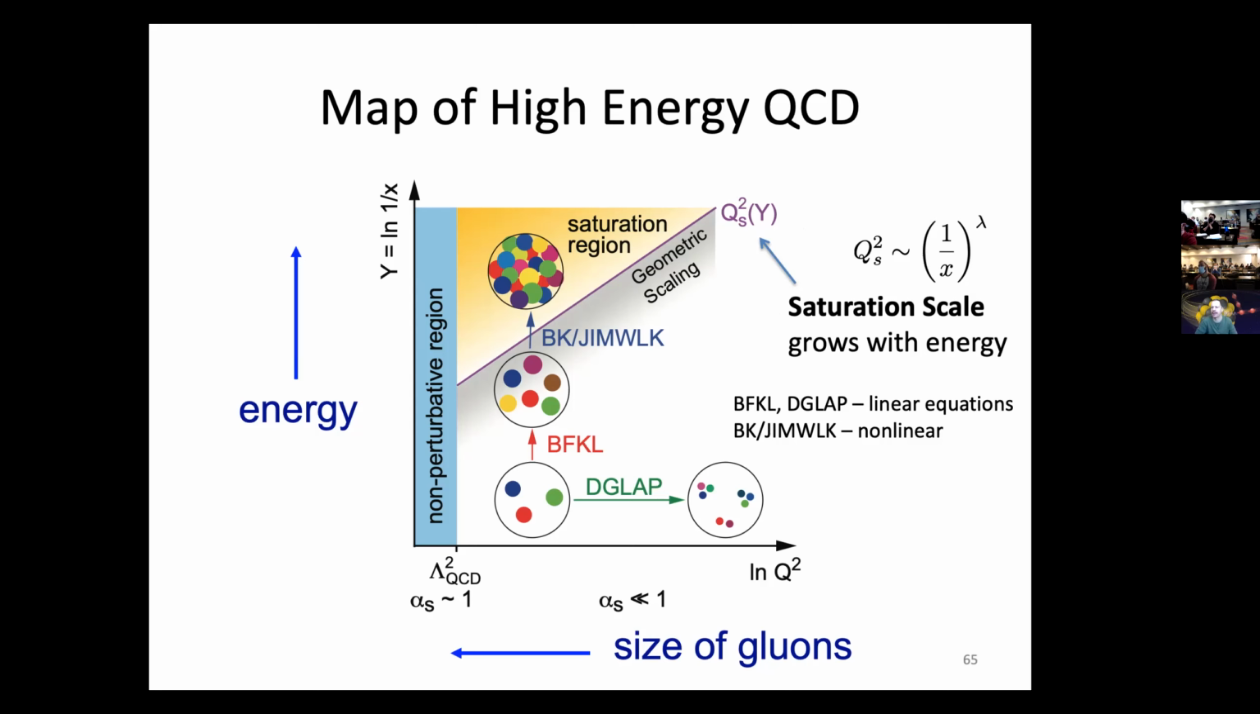It's not very stable. Okay, I think a better way of phrasing my question was, would evolving backwards in Q squared and then up in energy be the same as evolving up in energy and then backwards in Q squared? But it sounds like you're saying that's just not stable. That's not practical. It's not stable.